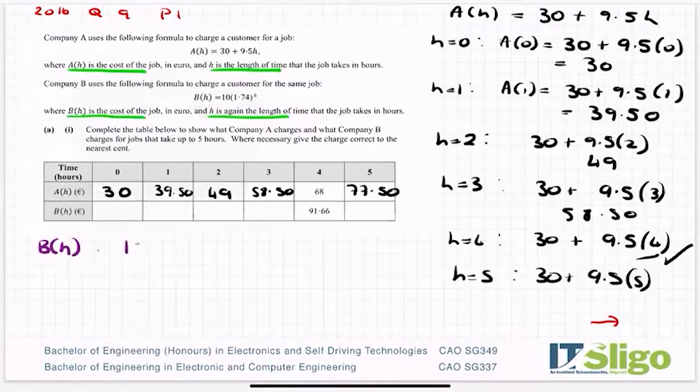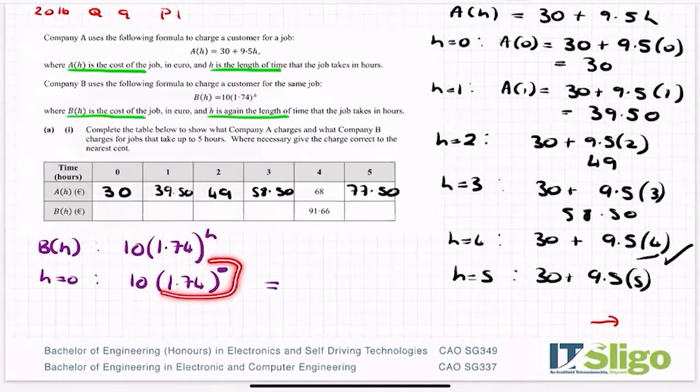It is 10 bracket 1.74 to the power of H. Okay, so when H is 0, I'm going to get 10 times 1.74 to the power of 0. Anything to the power of 0 is 1. So that whole number there is 1. 10 times 1 is 10. Okay, so be careful because you could really easily put down 0 for that one, thinking anything to the power of 0 would be 0.